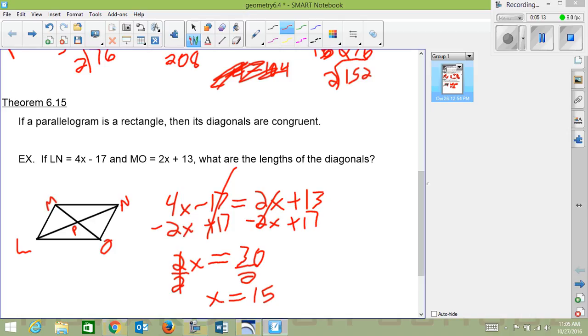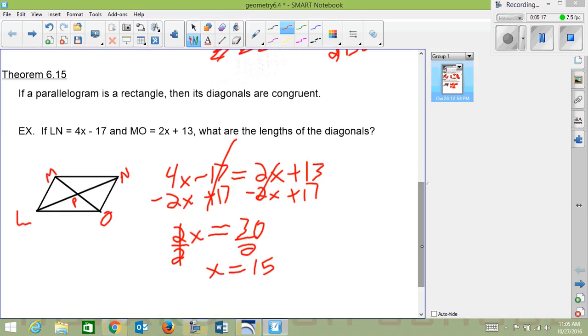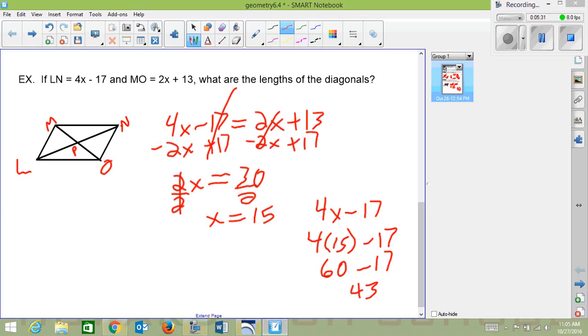So once I know that x equals 15, I can plug it back into my original expression. So 4x minus 17: 4 times 15 minus 17. 4 times 15 is 60. 60 minus 17 is 43. So 43 is LN. And if I did it correctly, it should work on the other one as well.